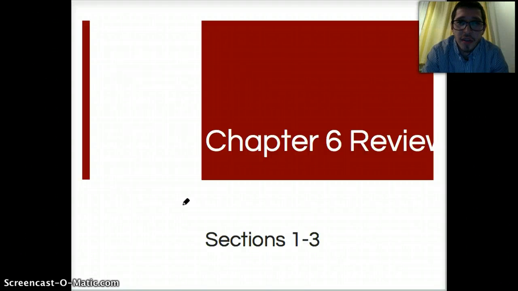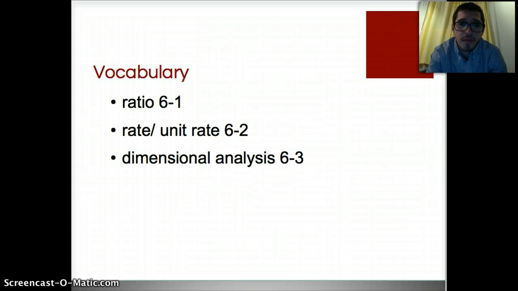Hey guys, today we're going to do a Chapter 6 review, sections 1 through 3. Some vocabulary that we're going to review is from 6.1, ratio, from 6.2, rate and unit rate, and from 6.3, dimensional analysis.